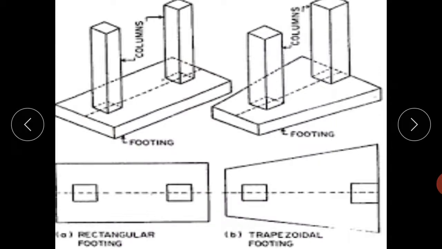And if the loads on the columns of combined footing are the same, then we go for rectangular footing. And if the loads on these columns differ, meaning one column has a heavier load than the second, then we go for trapezoidal footing.